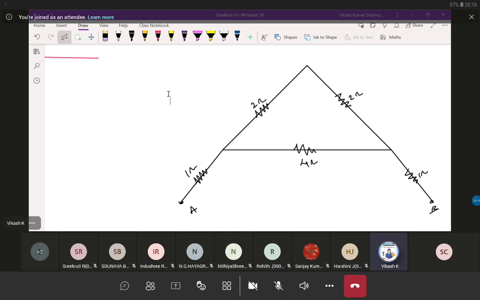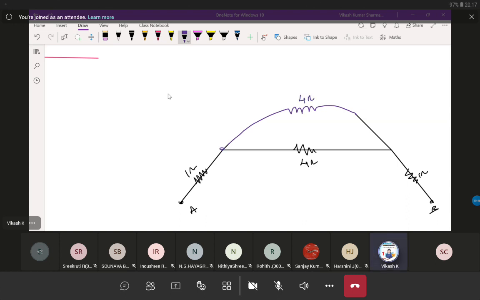Other students, what answer have you got? Sir, 4 ohms. Yes, because this 2 and 2, this 2 and 2 are connected in series. What will be the equivalent of them? It is 2 plus 2, which is nothing but 4. So can I consider only one resistance? And what should be the value of this? The value should be 4 ohms.